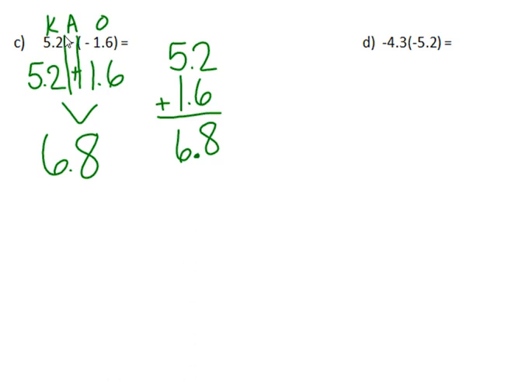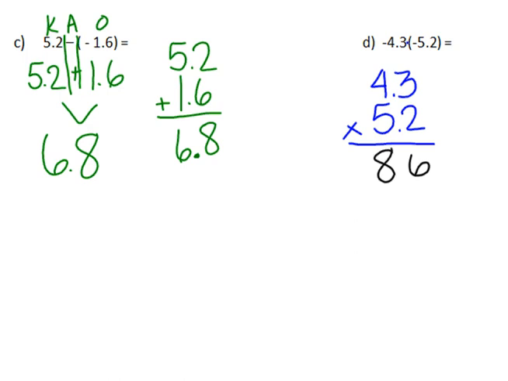Okay, part D, there's no symbol, so this means that we are multiplying. So we can set it up vertically. 4 and 3/10 multiplied by 5 and 2/10. So we're going to multiply just like if it was 43 times 52. 2 times 3 is 6. 2 times 4 is 8. 0 for a placeholder. 5 times 3 is 15. 5 times 4 is 20, plus 1 is 21. Now we'll add.